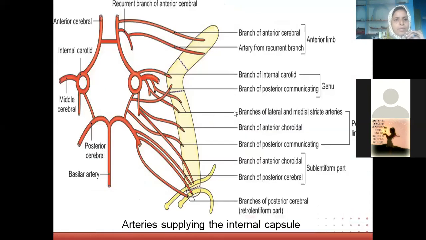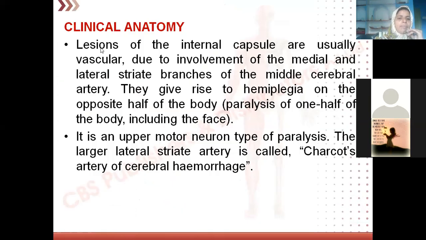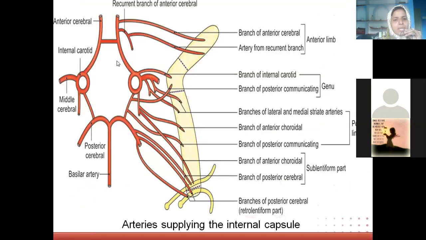Okay? Now, coming to the clinical anatomy, lesions of internal capsule are usually vascular. What do you mean by vascular? That means if any of these blood vessels are blocked, suppose the branches which are coming from anterior cerebral or direct internal carotid or posterior cerebral, whatever blood vessels, if they are blocked, obviously this particular area of internal capsule will not be receiving any blood supply. Okay, the blocking is usually occurring due to thrombus or embolus. Blood clot is called a thrombus. And if the blood clot starts to move in the blood circulation and gets stuck somewhere in the branches, you call it an embolus.